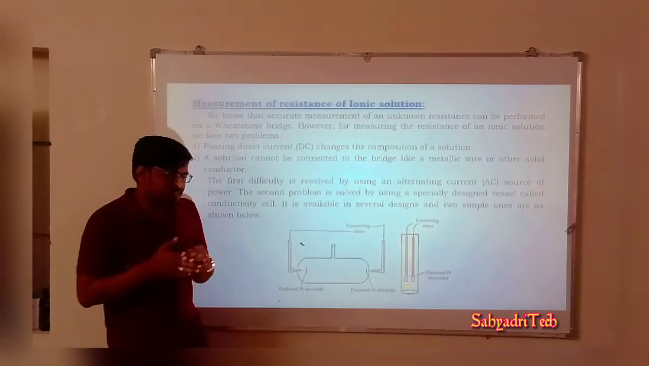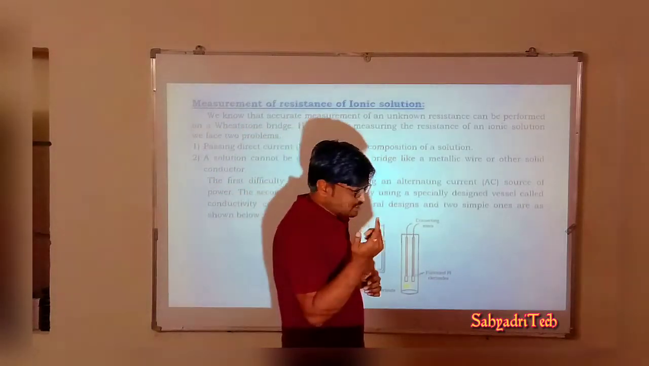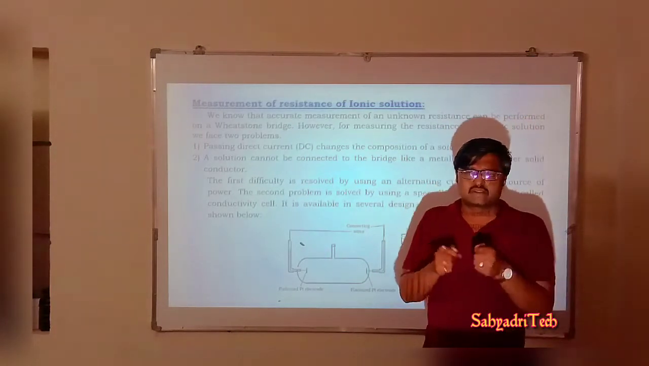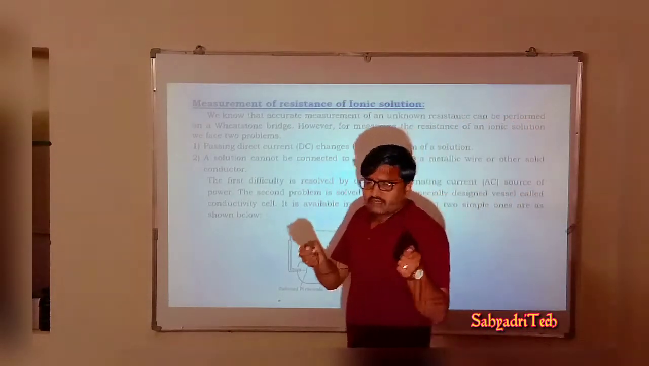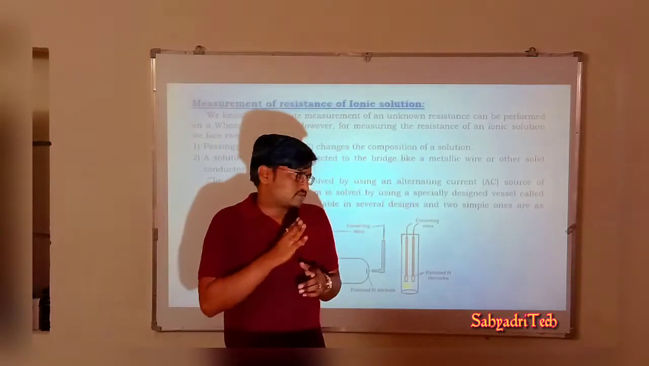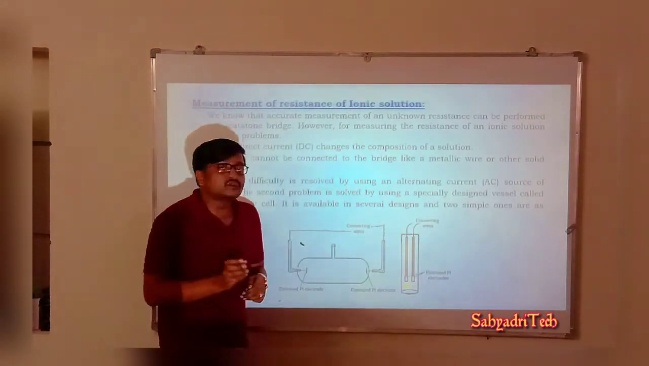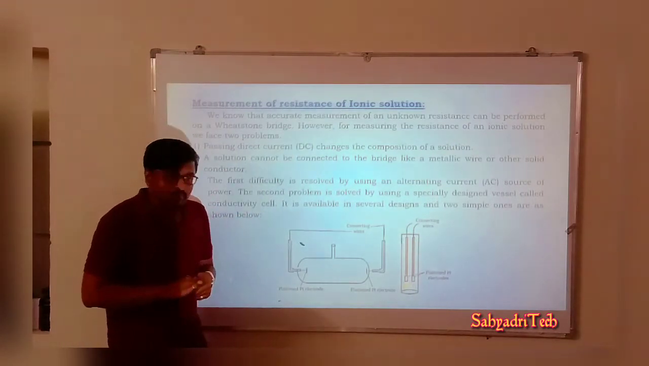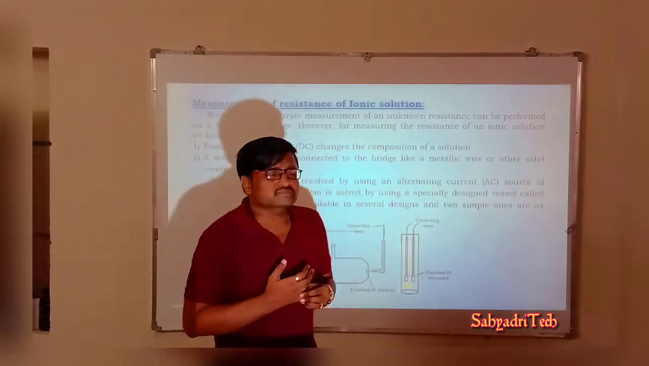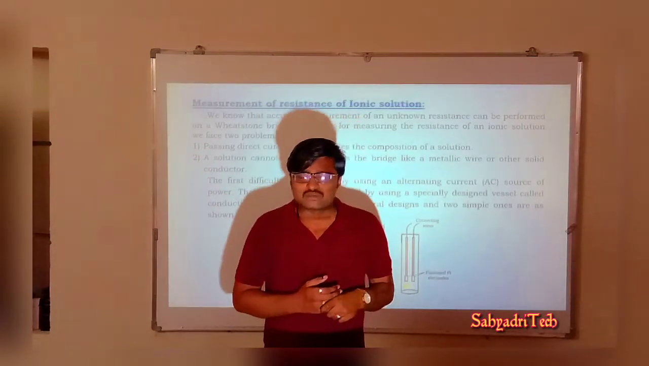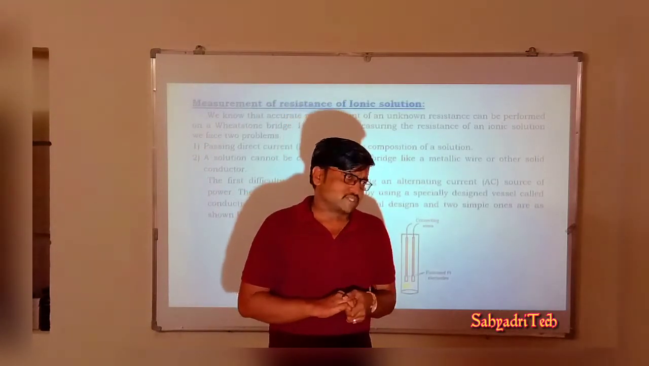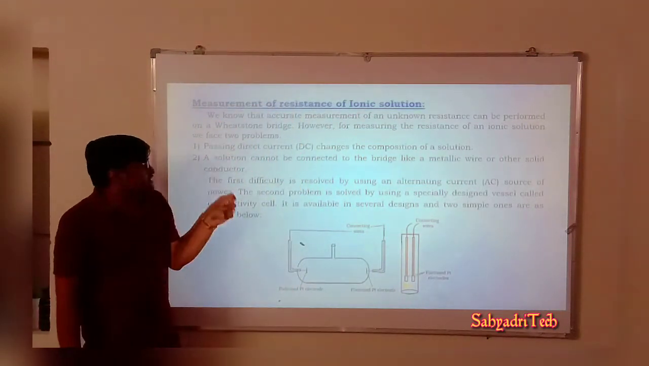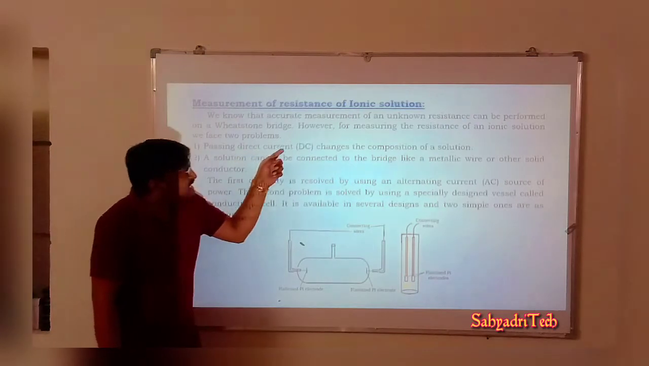So in a Wheatstone bridge, a solid metal, that is a solid conductor, can be connected. If it is present in solid form, we can connect the terminals of that metal in the Wheatstone circuit. But if it is an electrolytic solution, or I can say an ionic solution, we have problems. It is not possible to measure the resistance of an ionic solution by using a Wheatstone bridge, because practically we are going to face two problems. First one, by passing direct current.